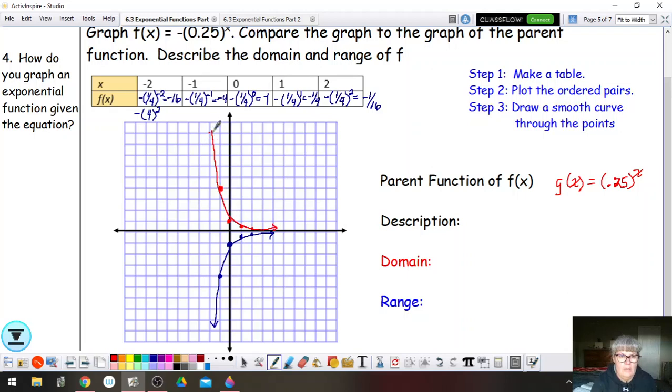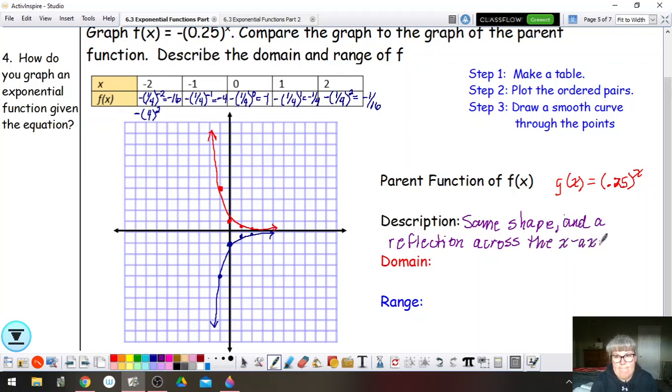So if we compare our graphs, we should see we have the same shape, but we have a reflection across the x-axis of the parent function.